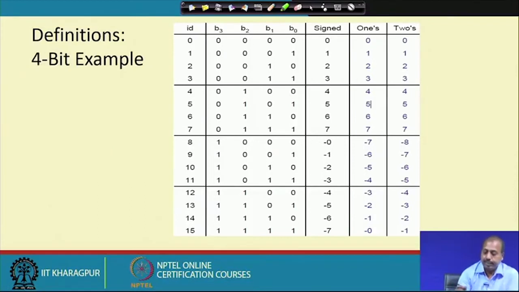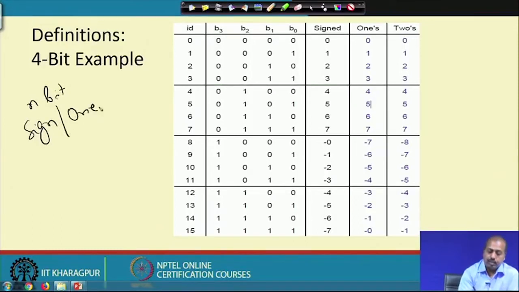So, I can say in general, if I have n bit representation, then in signed and 1's complement, you can represent numbers from minus 2 to the power n minus 1 to 2 to the power n minus 1.